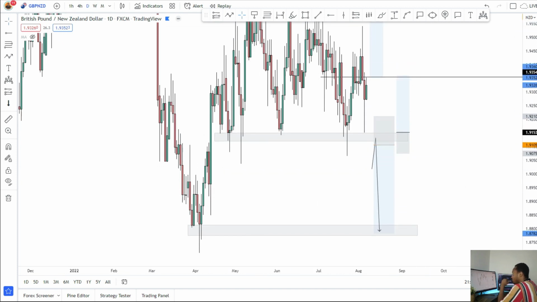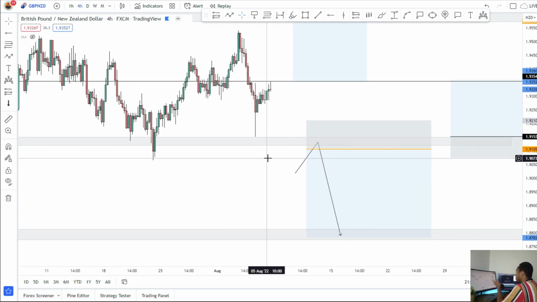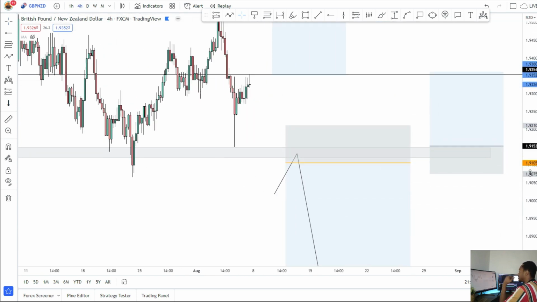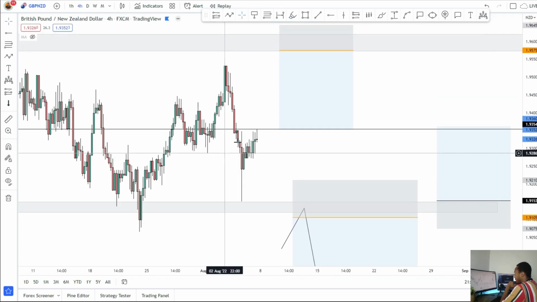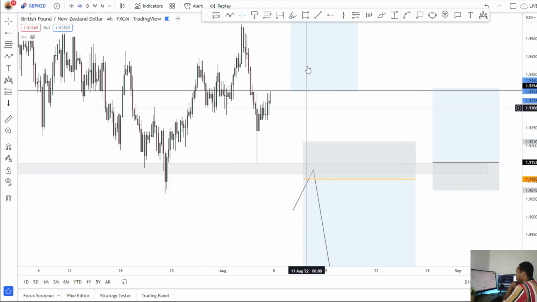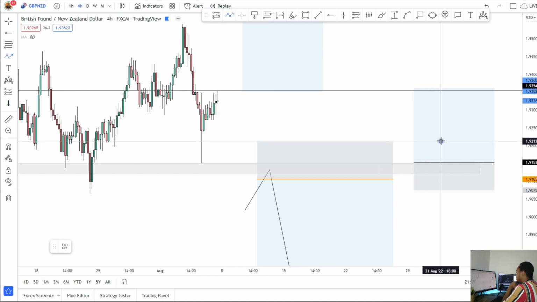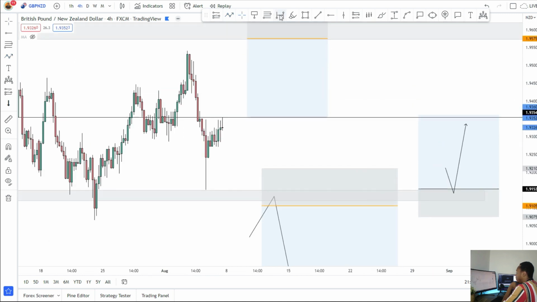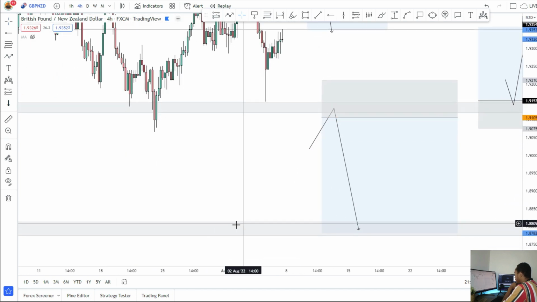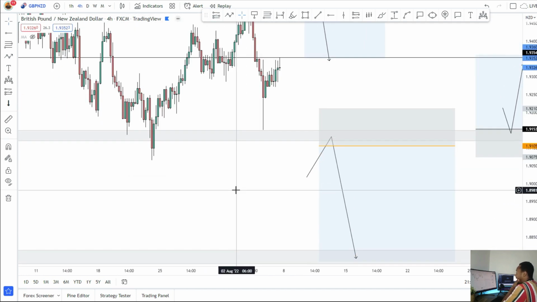So still overall sell bias for pound NZD, but it's moving very, very hectically right now. So I'm waiting for the break of that support. If it just continues to fluctuate next week, then we can take advantage of that as well. So for pound NZD next week, looking to take advantage of the range, but mainly waiting for that breakout of 1.915 and a push back down to 1.88 for next week.